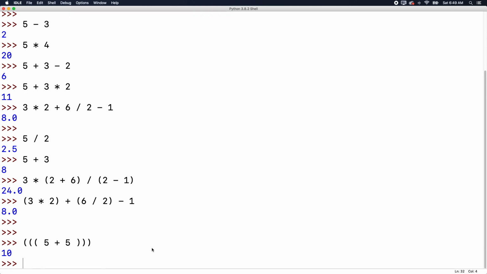So do the extra work to make sure your code is clear, but you don't have to be too extreme about it. Like, this is not going to help anybody. It just makes it look confusing. So keep it reasonable and just do whatever you can to make your code as clear as possible. So that is all I have for you in this video.